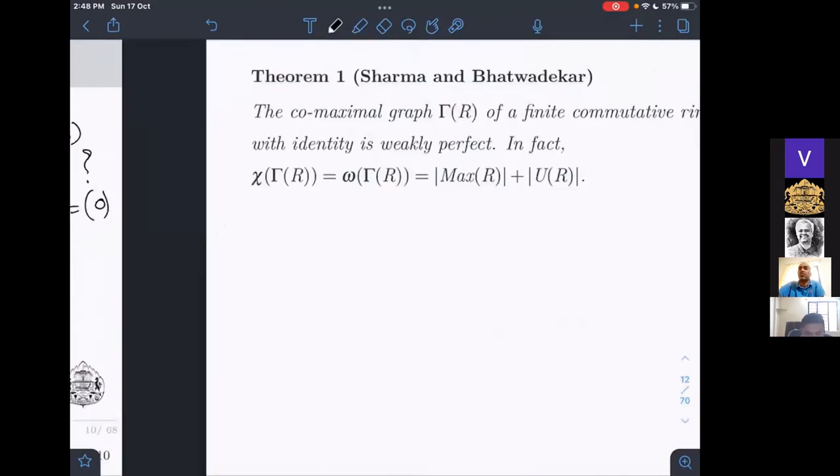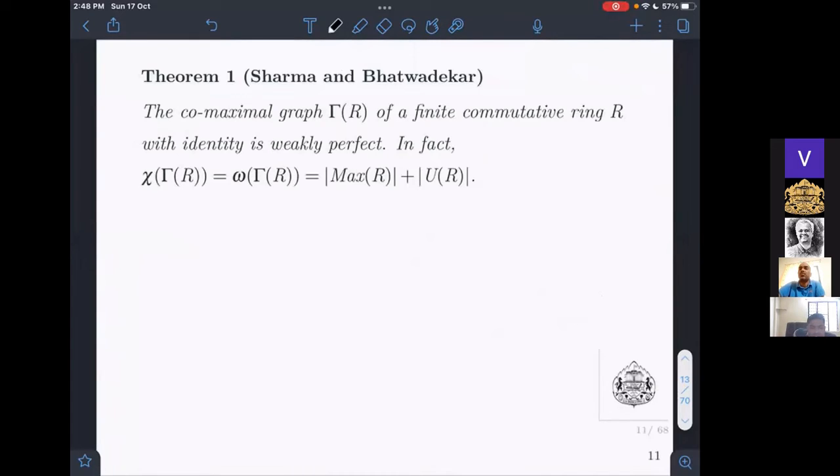Now, as I told you in my initial statement, graph coloring is particularly very important. So people are always interested in looking at perfect graphs, weakly perfect graphs and all that. Naturally, just like zero divisor graphs of a reduced ring or of a principal ideal ring, Sharma and Bhattacharya also proved that the co-maximal graph is weakly perfect. That means the clique number is the same as the chromatic number.